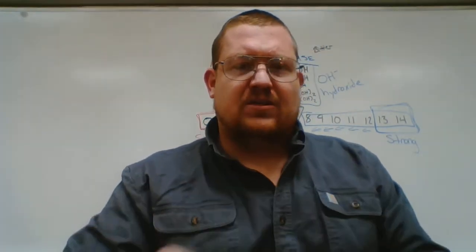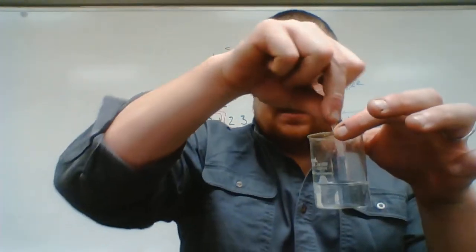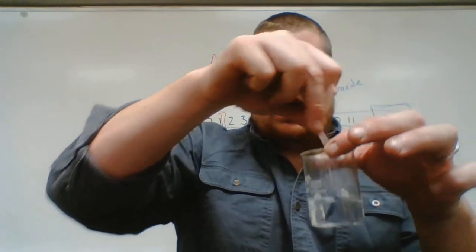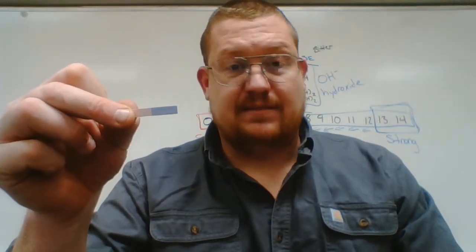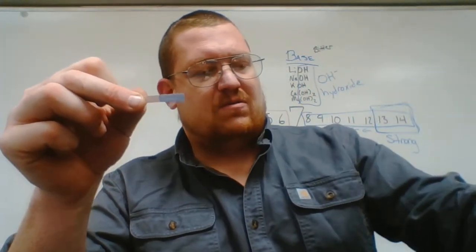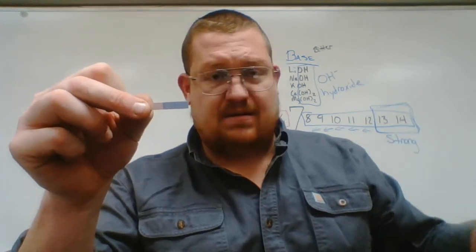What about red litmus paper? Okay, so again, this is sodium hydroxide, it's a base. I'm going to put red litmus paper into the base. Surprise, surprise, it turned blue, right? Well, what if I put red litmus paper in an acid?